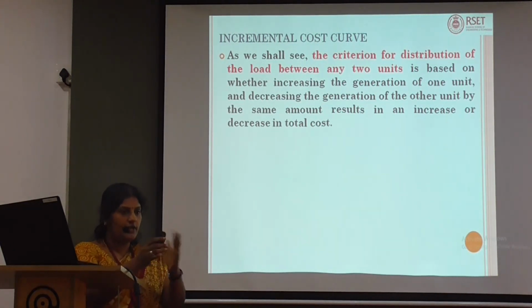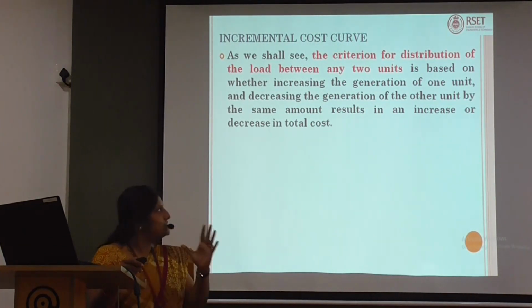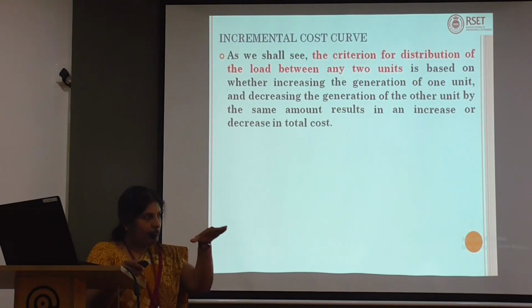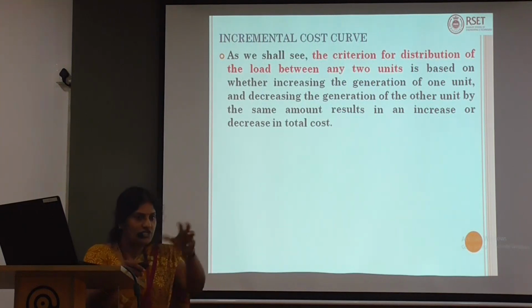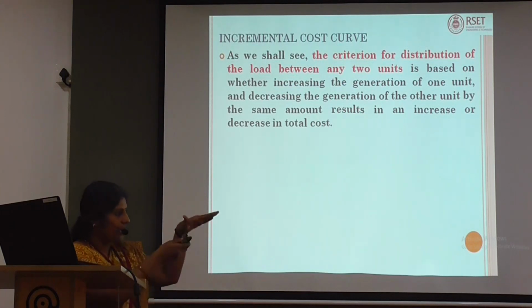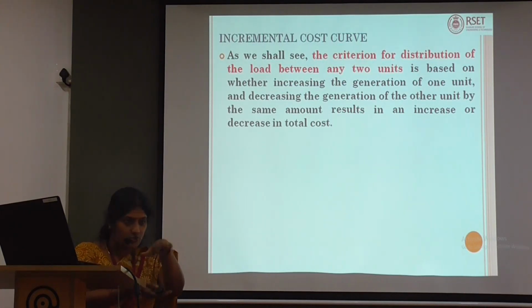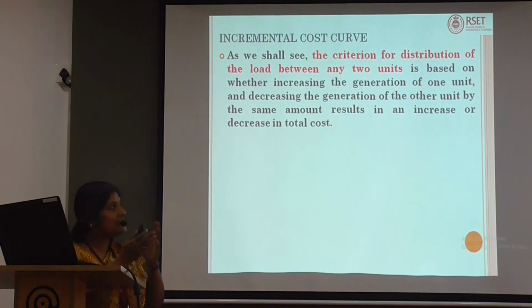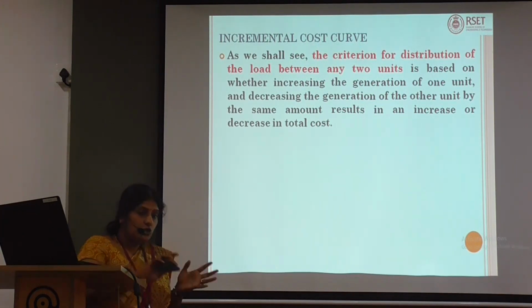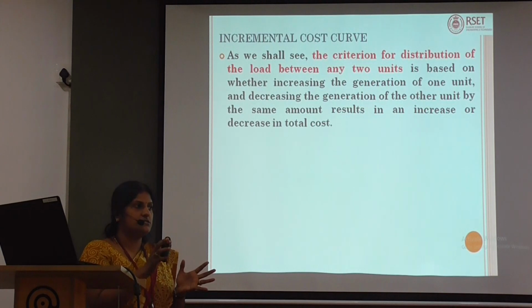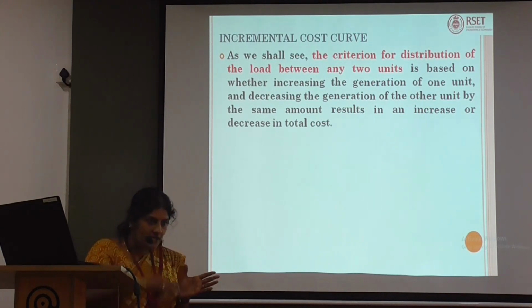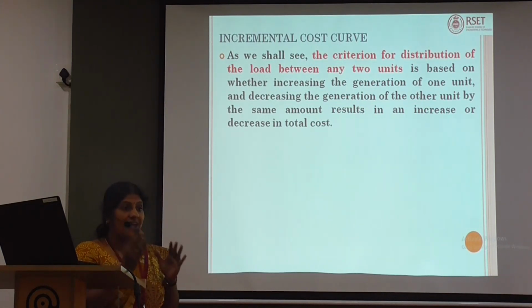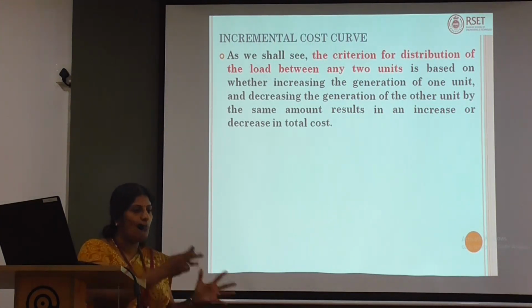The cost is different and depends on the generation. If that is the condition, suppose I want to decrease the generation on a particular unit and proportionally increase the generation on another unit by the same amount. Then we have to see the total cost, whether it is decreasing or increasing. That decides the criteria for distribution of load among the units.